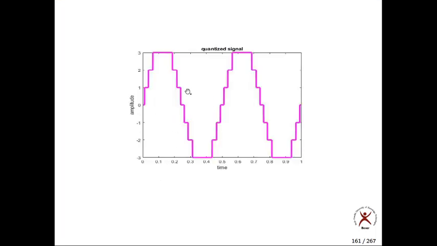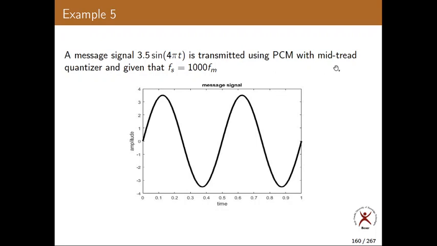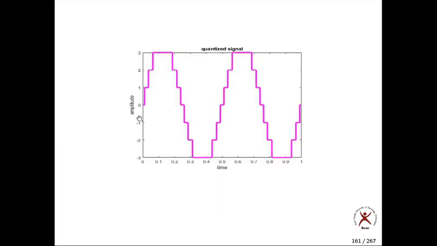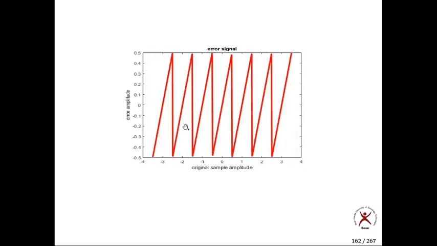So this is a quantized signal. Here how many levels will be there? In the mid-tread quantizer we generally take an odd number of levels. So we take 7 levels here. Okay, 7 levels should be there. So this is a quantized signal. This is the error.